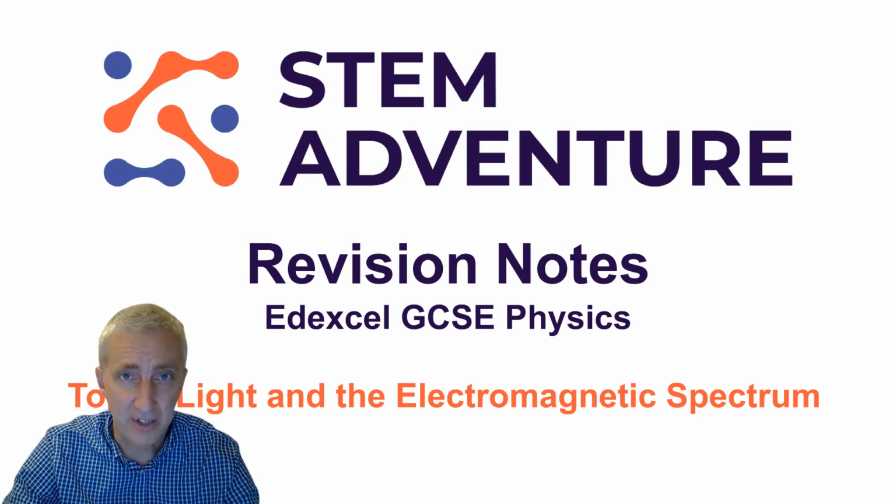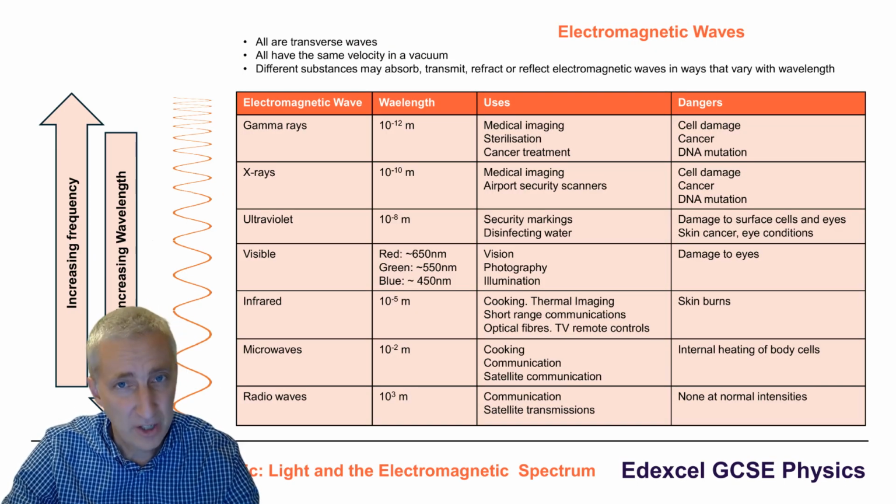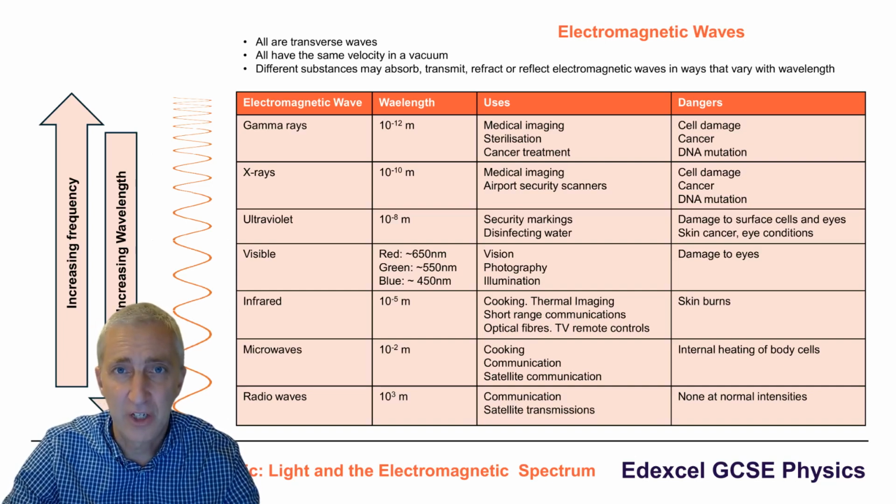Light and the electromagnetic spectrum. This topic is all about the properties of the electromagnetic spectrum from gamma rays to radio waves. You need to remember their approximate wavelength, uses and dangers.